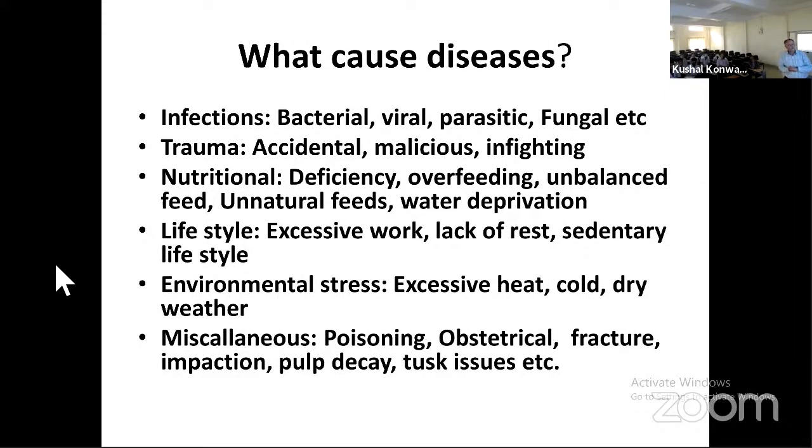Trauma in case of elephants is very common, whether accidental, malicious or infighting. Then nutritional deficiency and overfeeding. If you go to Europe or America, most of the zoos have very obese, overweight elephants. A normal Asian elephant female should weigh 4,000 kg. I saw one female elephant in Munich Zoo in Germany which was 6,500 kg. So just imagine how plump she is. Then unbalanced feed, unnatural feed, and water deprivation, which is very common.